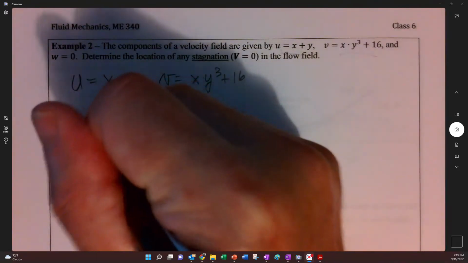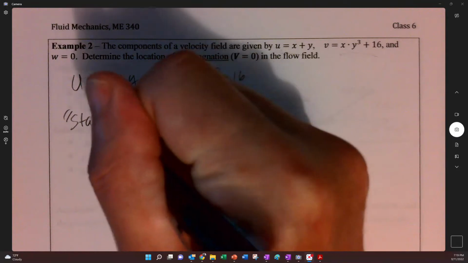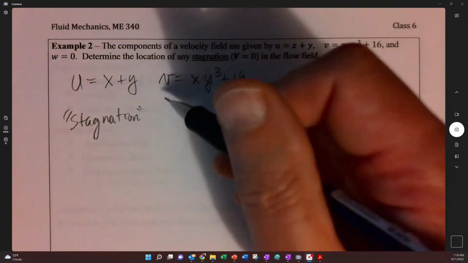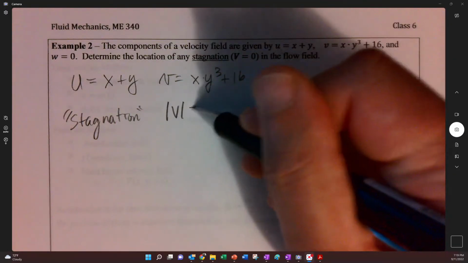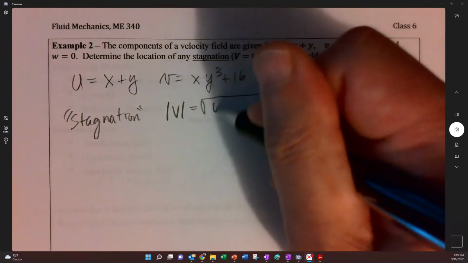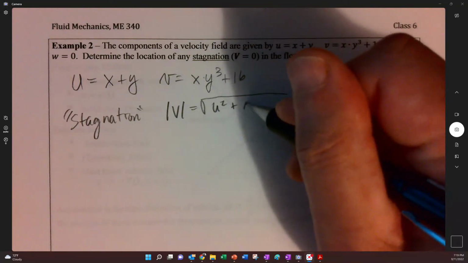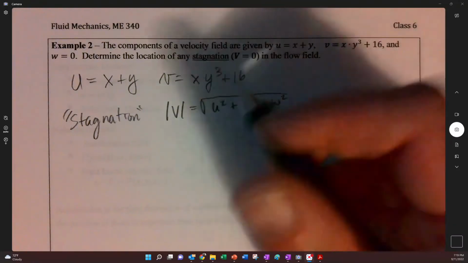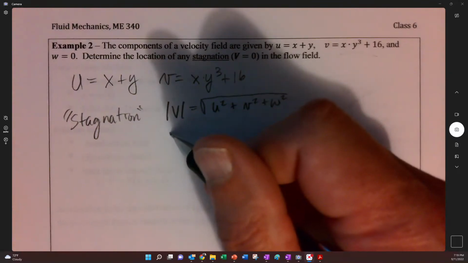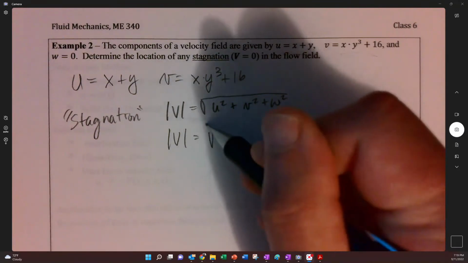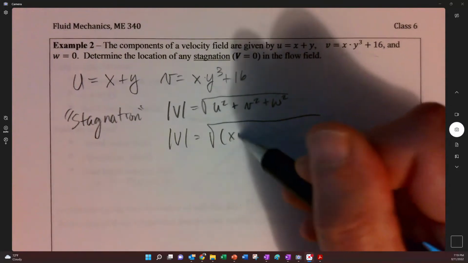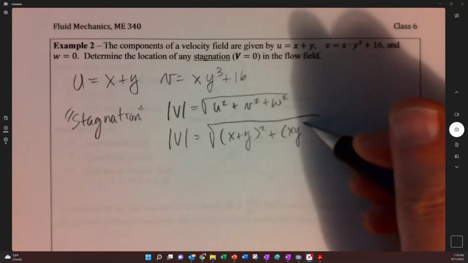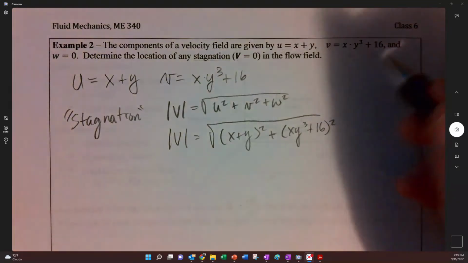So stagnation occurs, it's a nation full of stags, maybe, I don't know. But anyway, that occurs when the magnitude of the velocity, aka the speed, is equal to 0. That would mean that if we put in these components, we have x plus y squared plus xy cubed plus 16 squared, and that has to equal 0.